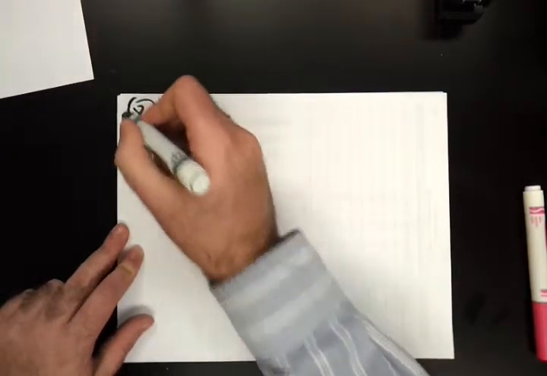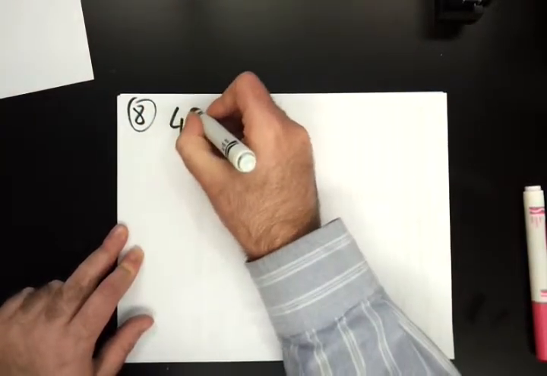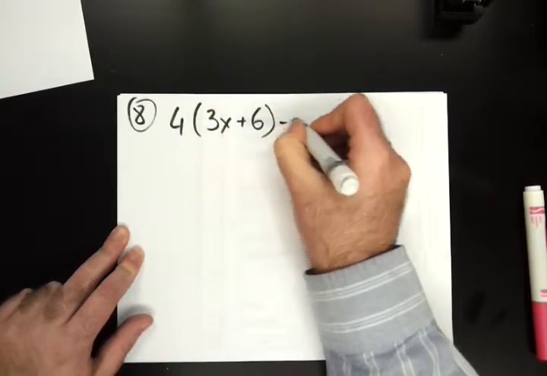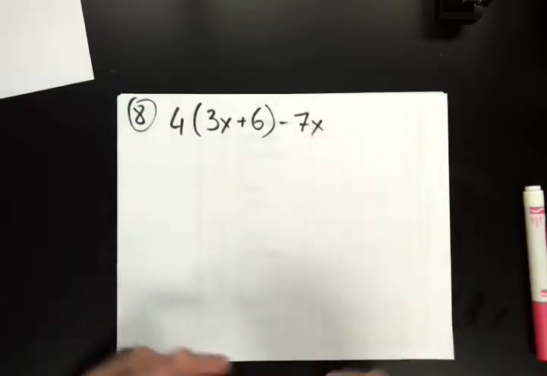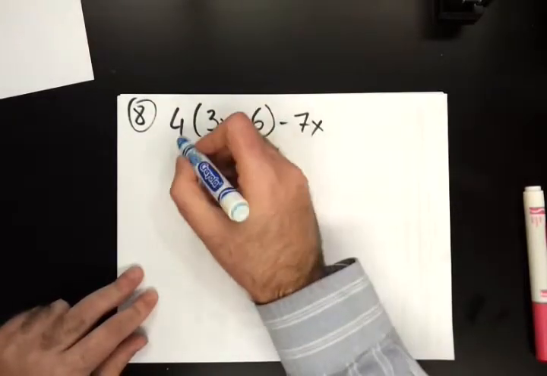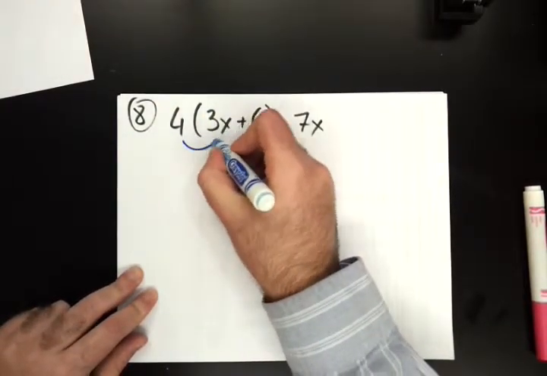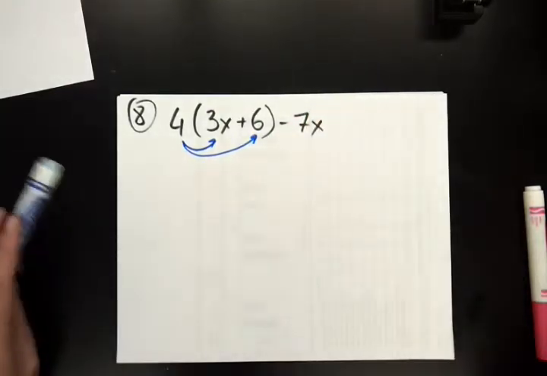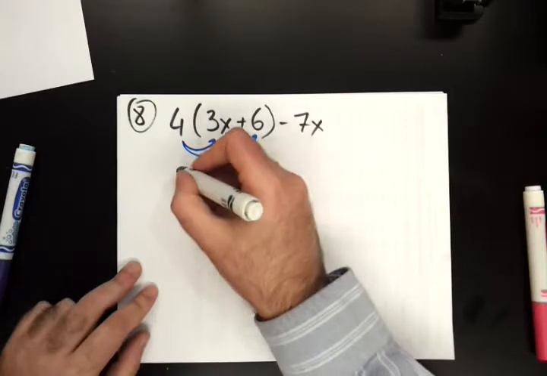We're almost done. 3 problems to go. We have 4 times 3x plus 6 minus 7x. The first thing we need to deal with in this problem is the parenthesis. The parenthesis has to be broken down. While that parenthesis is up there, we can't do anything. And the way we do that, we use a distributive property. We distribute the 4 to both members of the parenthesis, which means the problem is going to look like this.